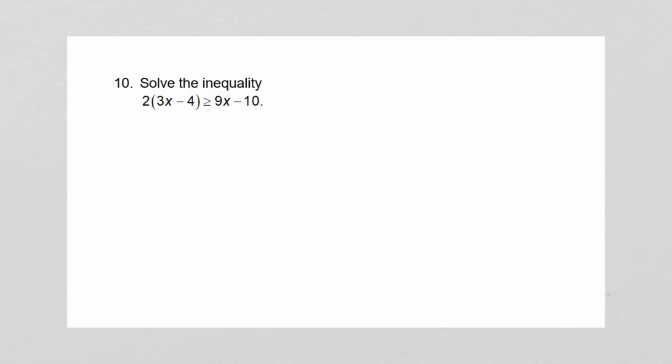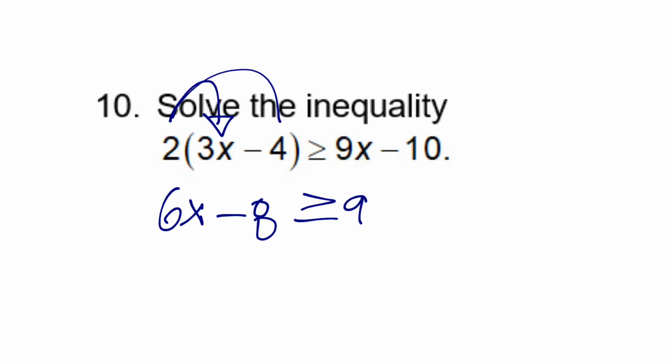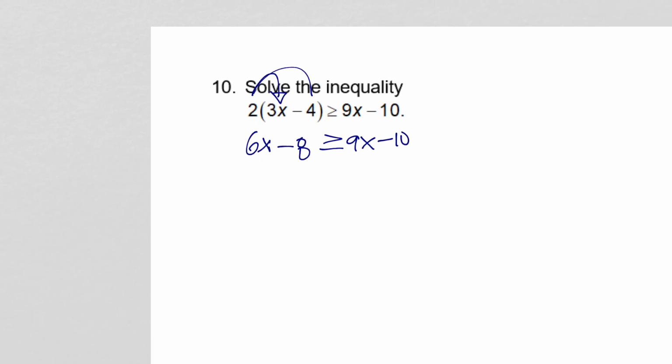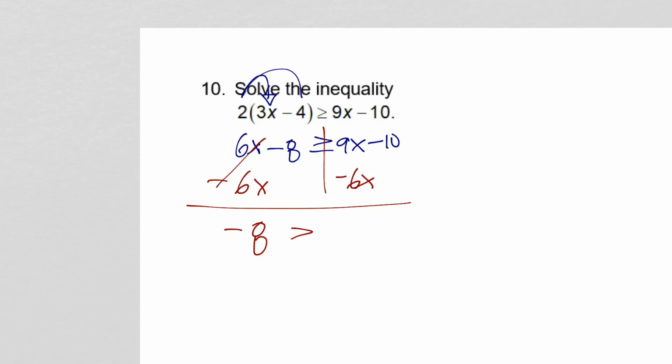The next question is asking you to solve, but you're using the distributive property. So 2 times 3x is 6x. 2 times negative 4 is negative 8, is greater than or equal to 9x minus 10. Now this looks like the previous question, number 9. So we're going to solve the inequality by moving the smaller x, which is 6x. So I'm doing the opposite, which is to subtract it, getting 3x.